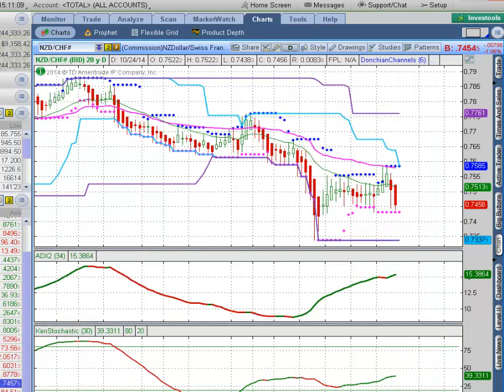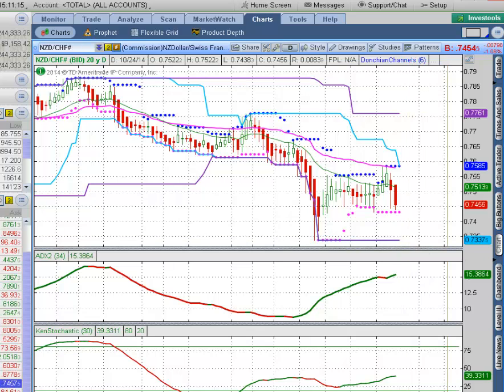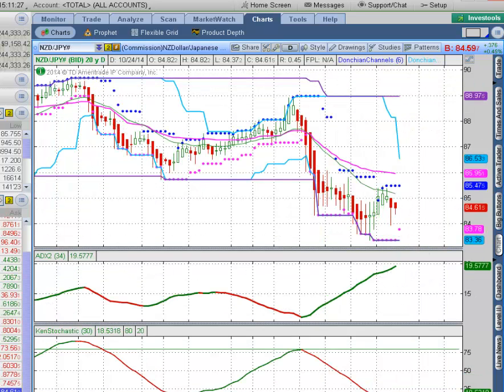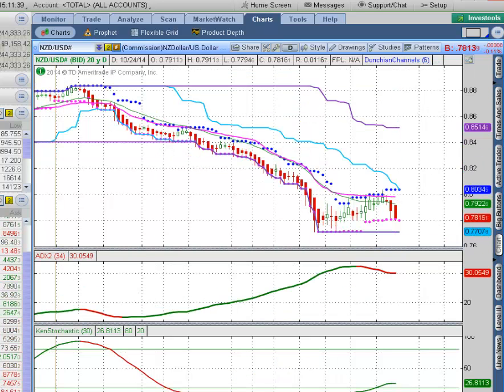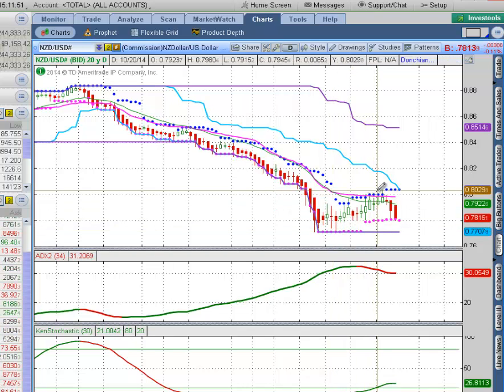Next is the New Zealand dollar Swiss franc. Over the last couple of weeks, price has been moving sideways. We've already looked at the New Zealand dollar yen. And last is the New Zealand US dollar. After breaking out of the sideways channel with a strong downward movement because of the strength of the US dollar, the last couple weeks have seen a sideways channel.